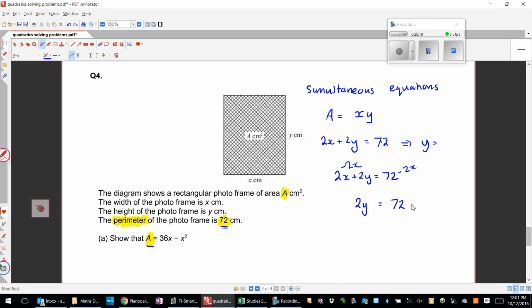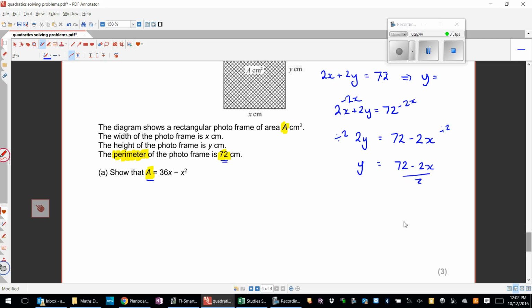And then you just move the 2 over, so then it'll be 72 minus 2x over 2, right? I'm going to call that divided by 2. If we've got times 2, I'm going to divide by 2. So 72 minus 2x over 2. Is there anything I can do about that to make it a little bit simpler? You can divide everything by 2. So that would become 36. Well, that's nice. Minus x.